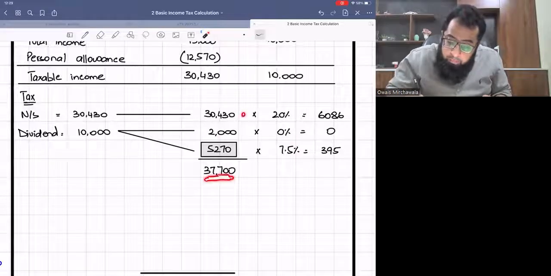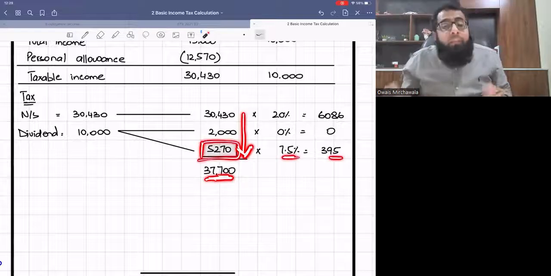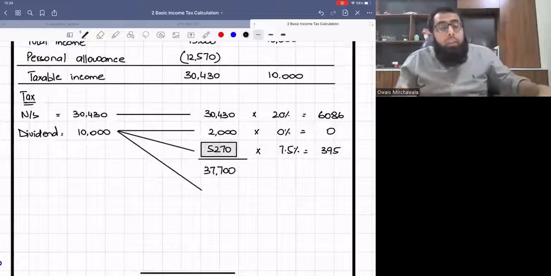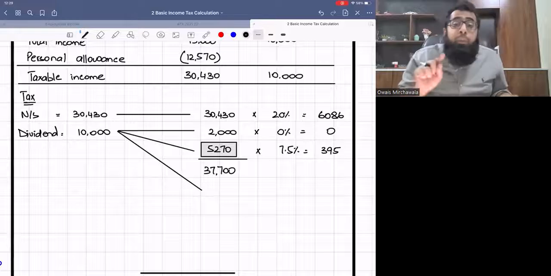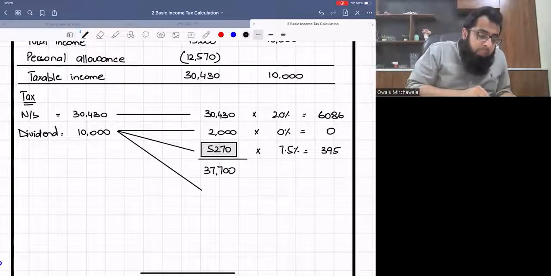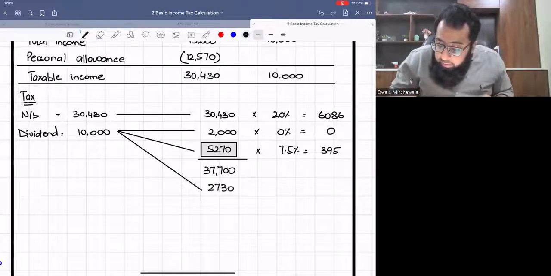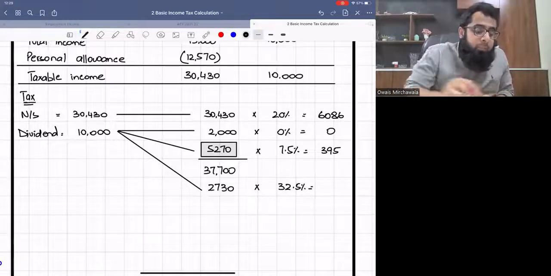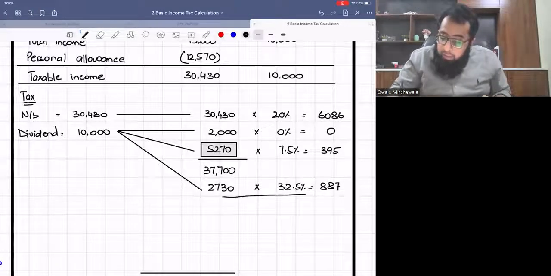Then, look at the basic rate band. The amount remaining in basic rate band is taxed at 7.5%, and then the remaining dividend income. Now, what is the remaining dividend income? 10,000 minus 2,000 taxed at 0%, minus 5,270 taxed in basic rate band. So 2,730 dividend in higher rate band is taxed at 32.5%. So it is 887.